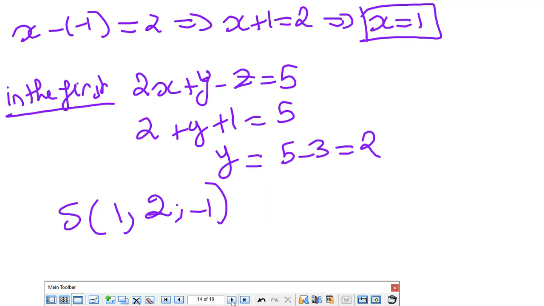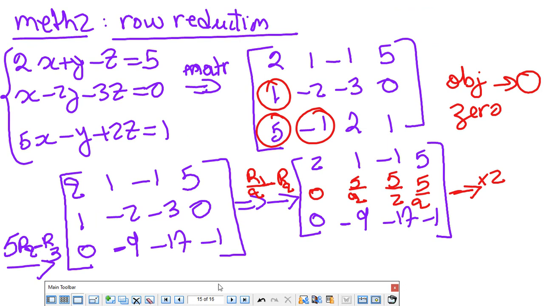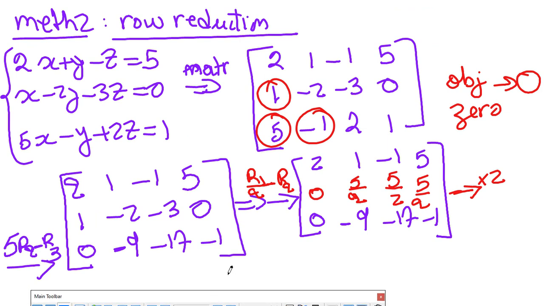Now let's move to the last part in this lesson, which is how we do it with row reduction using matrices. I will write the system as a matrix. The first columns represent x, y, z, and this is the constant. So I just copy it as it is. Look at it: 2, 1, minus 1, 5. 1, minus 2, minus 3, 0. 5, minus 1, 2, 1.